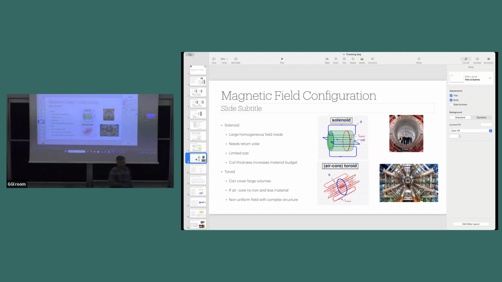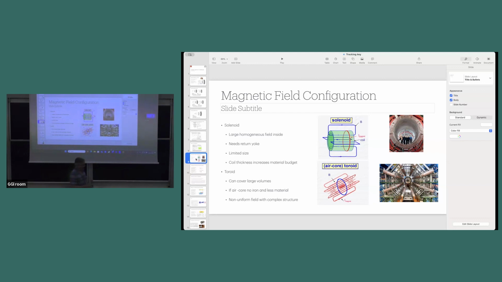Of course, magnetic field lines need to return, right? So you need a return yoke, and the thicker the coil you get increases the material budget in general, if you want to try to make the field stronger. But you also have to compensate for that, you also need to cool it, and it also will increase the material budget in general. So the advantage of this sort of toroid configuration is that it can cover very large volumes, right?